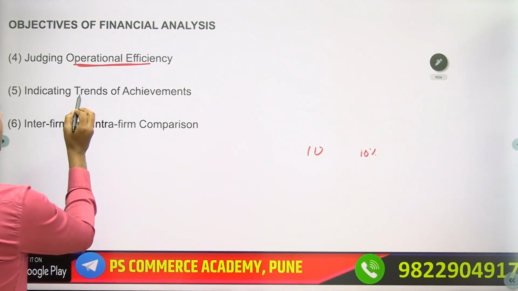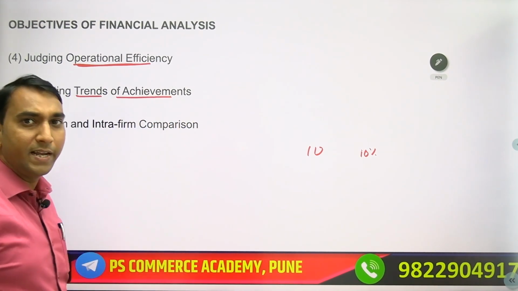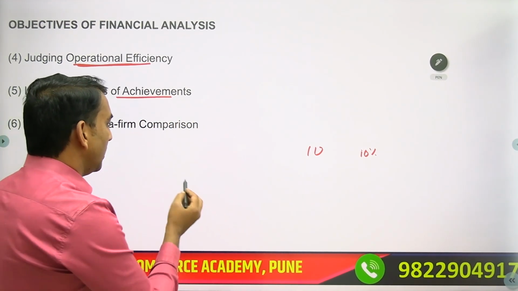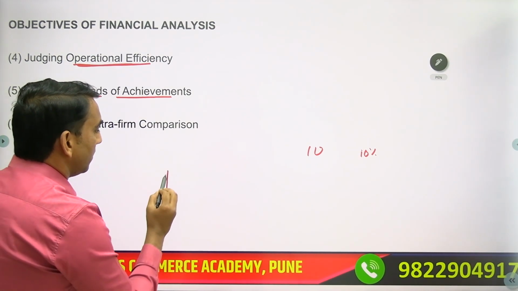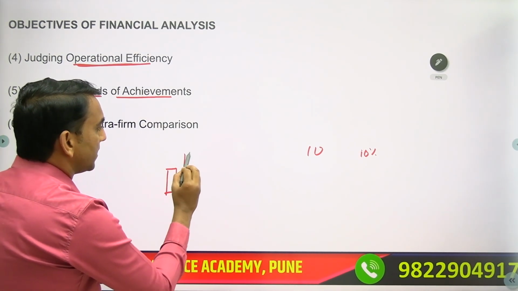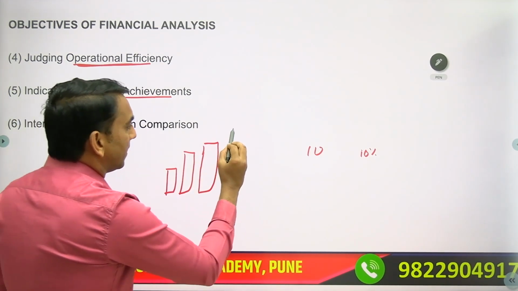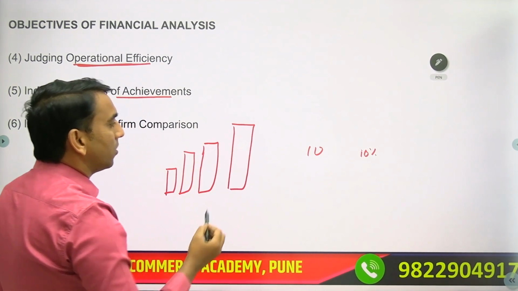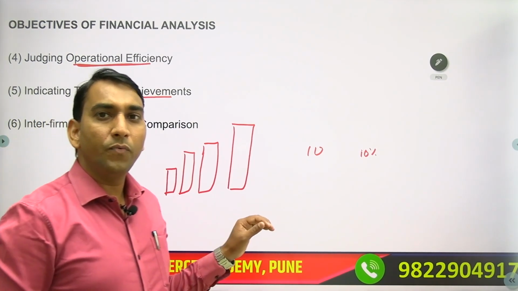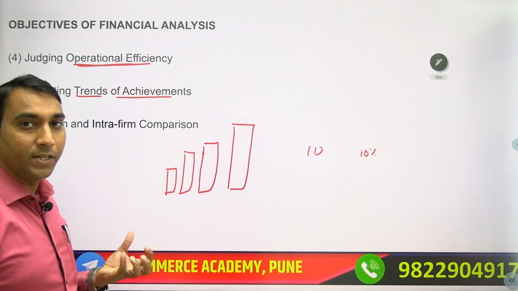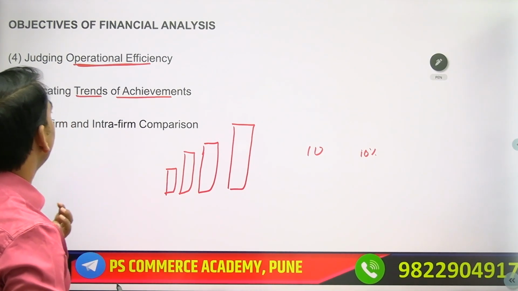Then indicating trends of achievements. You might have seen the histogram. So what is that histogram? Histogram shows whether a trend is there or not. If trend is there, then whether that trend is an upward trend or a downward trend. So with the help of that trend analysis also we can check the achievements of business.